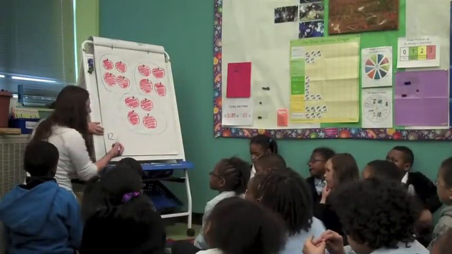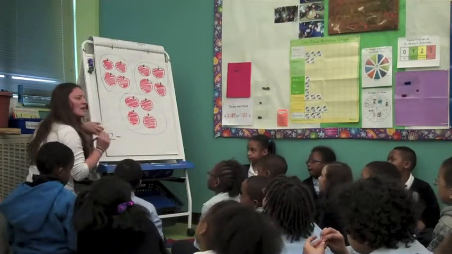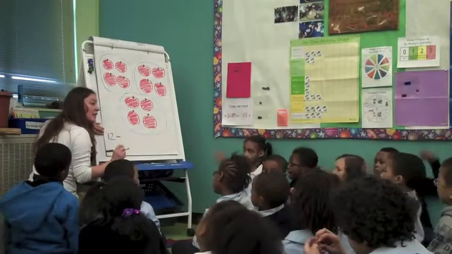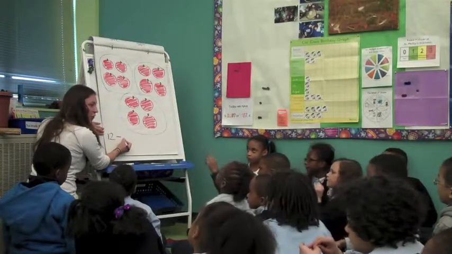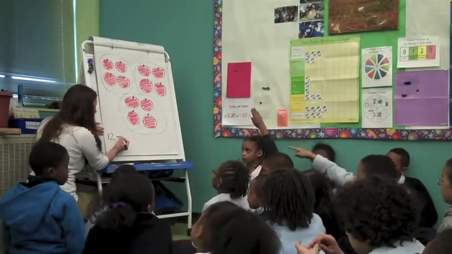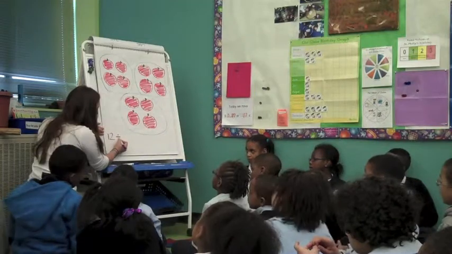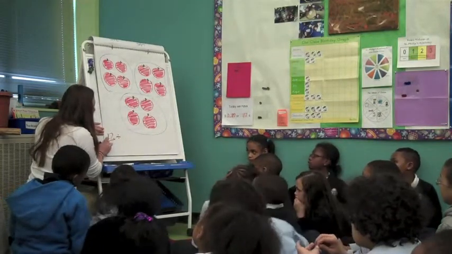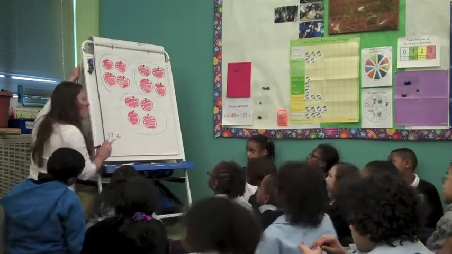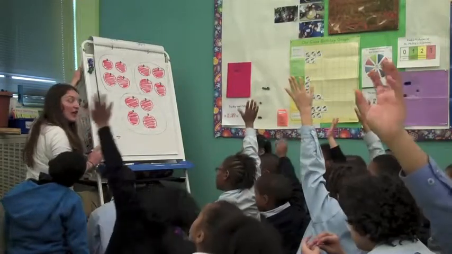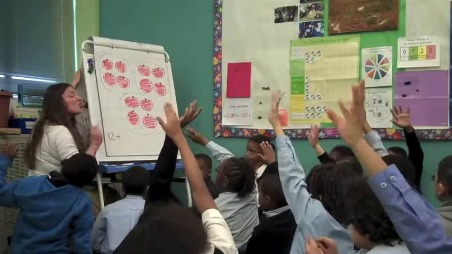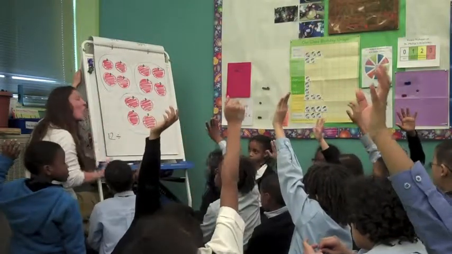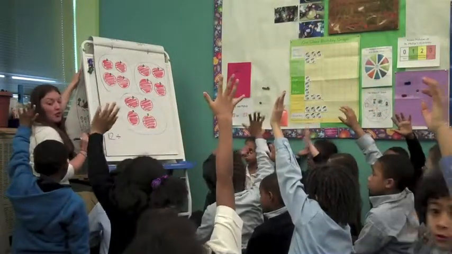And that divided by symbol looks similar to what other symbol that we've seen? It looks like the minus. So I'm going to do my minus, and then what is the division symbol missing? The 2 dots. Where are the 2 dots? On top and on the bottom. One on the top and one on the bottom. So I had 12 divided by. What did I divide my 12 into? How many groups did I divide it into? I am seeing so many hands right now, and I'm so happy. Mr. Troy, how many groups?